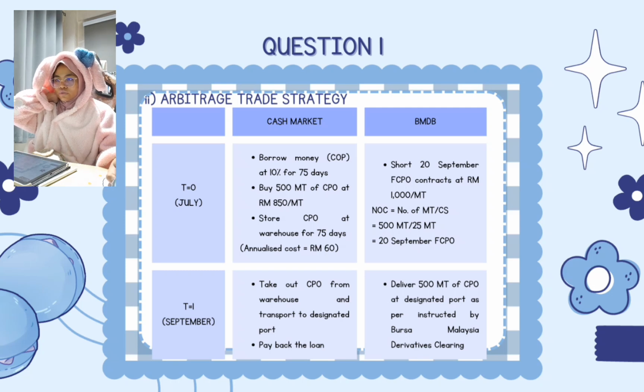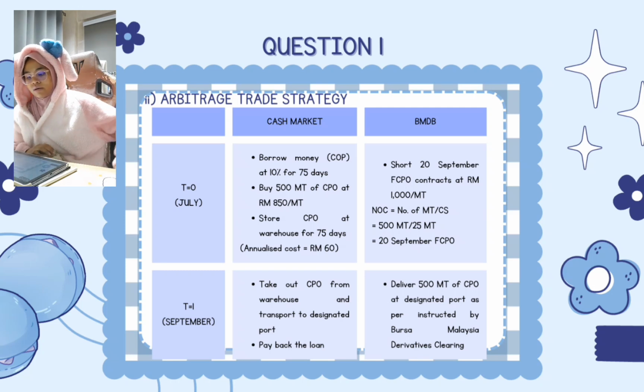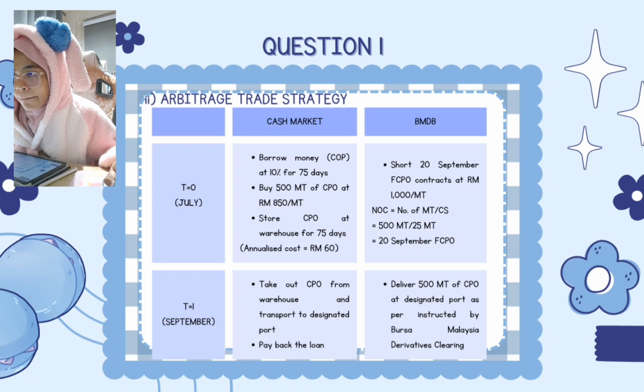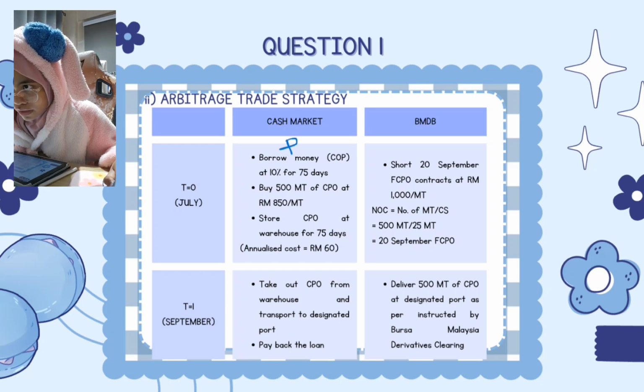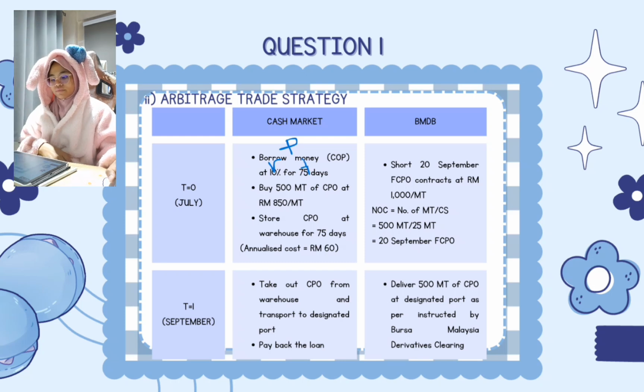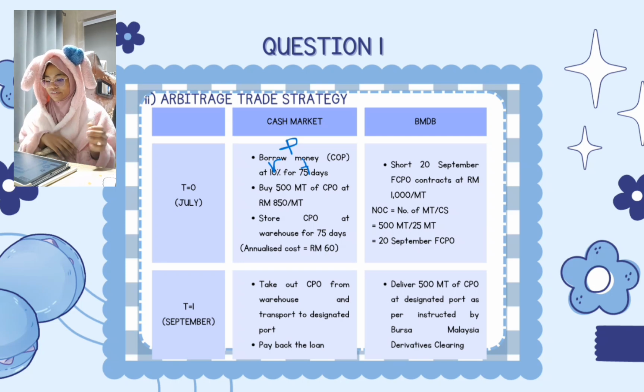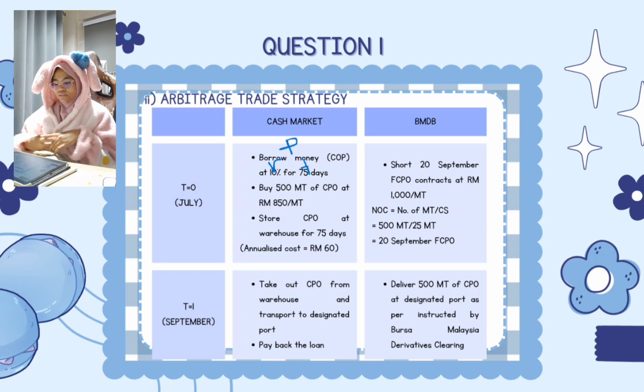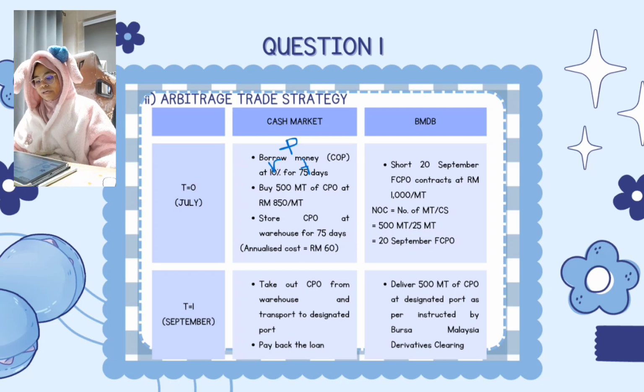Okay, next we have to explain the strategy. So the strategy is the arbitrage trade strategy. Okay, firstly for T0, which is in July, we need to have P, R, and T. So borrow money, which is cost of purchase, at 10%. That is the R. For 75 days, that is the T. So buy 500 metric tons of CPO at 850 ringgit per metric ton.